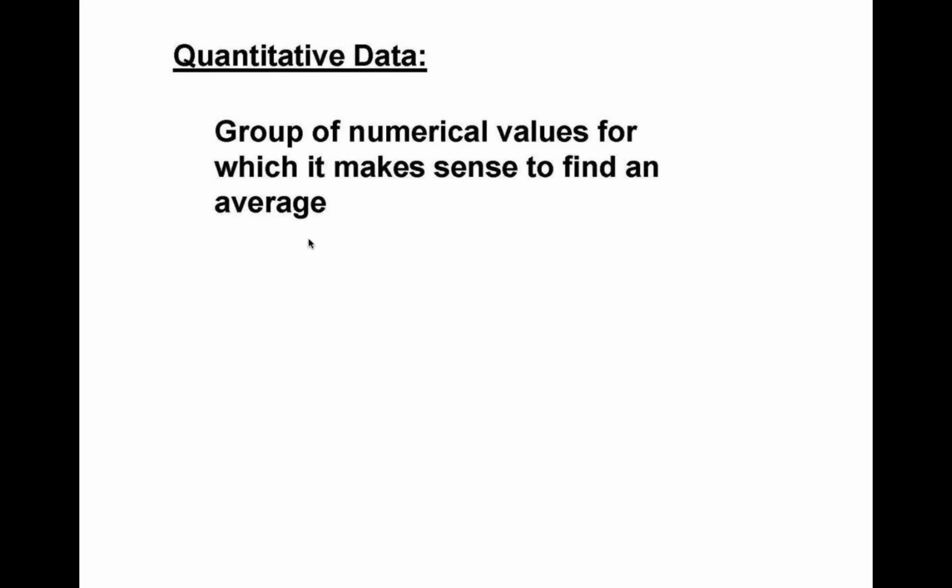Quantitative data is a group of numerical values for which it makes sense to find an average. So if it makes sense to find an average, that means the answer is a number. So their height, their weight, their GPA, all of these are a quantity, so it's considered quantitative.